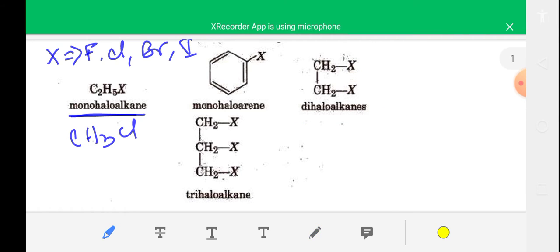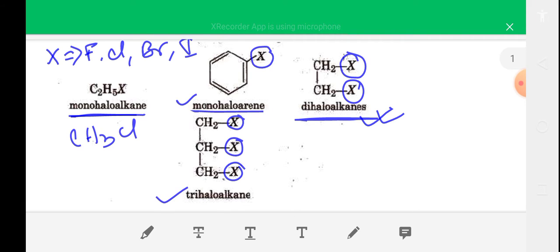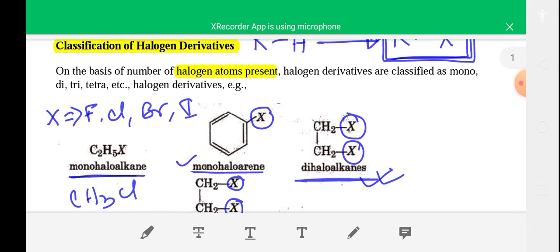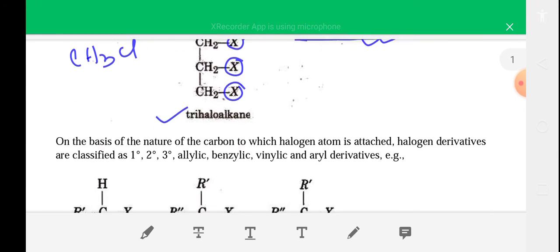And chlorobenzene is a monohaloarene. One halogen atom is present in the benzene ring. This is the benzene ring, the aromatic ring. Only one halogen atom is present. If three halogen atoms are present in a haloalkane or haloarene, then it is known as trihaloalkane. In this compound, three halogen atoms are present. So based on the number of halogen atoms present, haloalkanes and haloarenes are of different types, like monohaloalkanes, dihaloalkanes, trihaloalkanes.